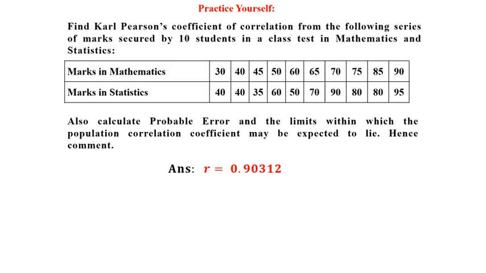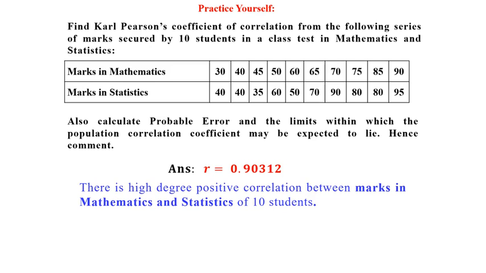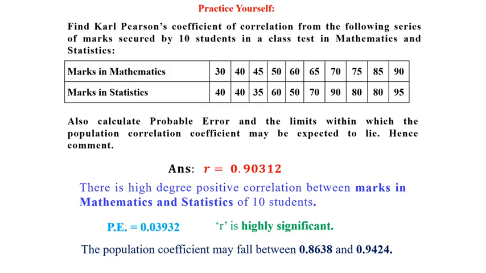Answers are given. r is 0.90312. There is a high degree positive correlation. We have to write this. Then the PE answer is 0.03932. 6 PE you have to compute. r is highly significant is the final answer. Limits also you have to compute. So the population coefficient may fall between 0.8638 and 0.9424. These are the limits. All these things you have to calculate, work out, and practice yourself at home by writing this.